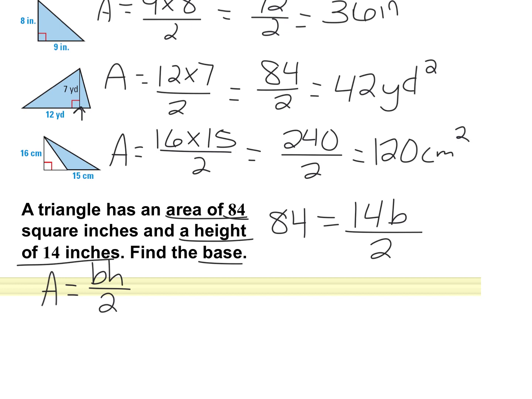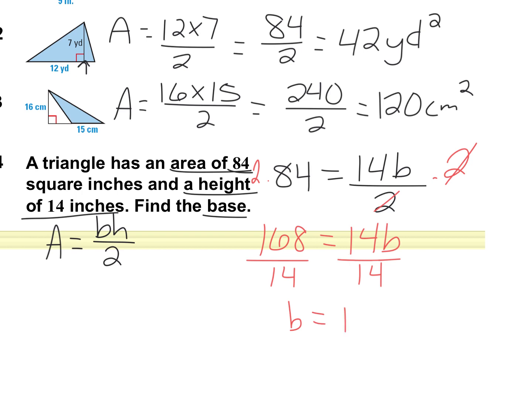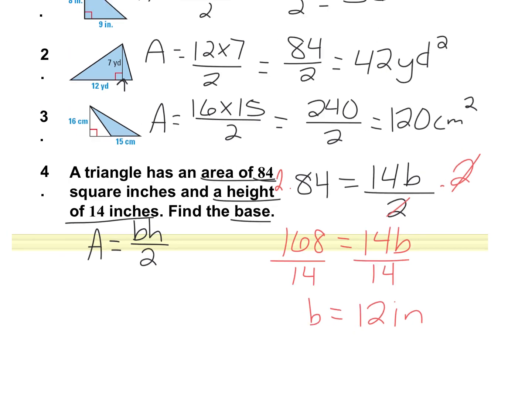Now we need to solve. Remember, we don't like fractions, so we get rid of fractions by multiplying by that denominator. 84 times 2 is 168, which equals 14b, because you're just left with your numerator. Lastly, we need to divide by 14. So b equals 12. Our label on this one would be inches, since we were not looking for the area, it's just inches.